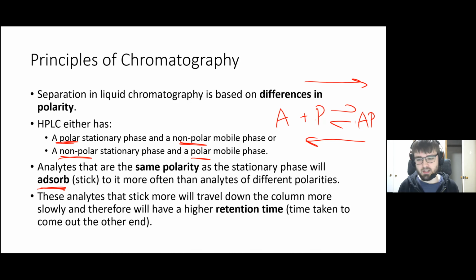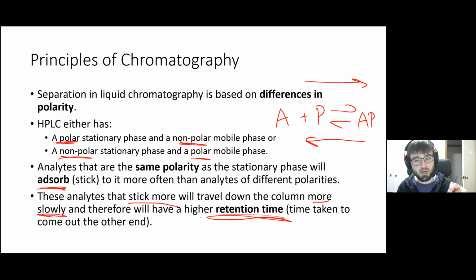And it makes sense. The next step is pretty logical. If you spend more time being stuck to the side of the column where you're not moving, it's going to take you more time to come out the other end. So analytes that stick more are going to travel down the column more slowly, so they're going to take more time and therefore will have a higher retention time. So if you've got a polar stationary phase, the more polar your analyte is, the higher the retention time.